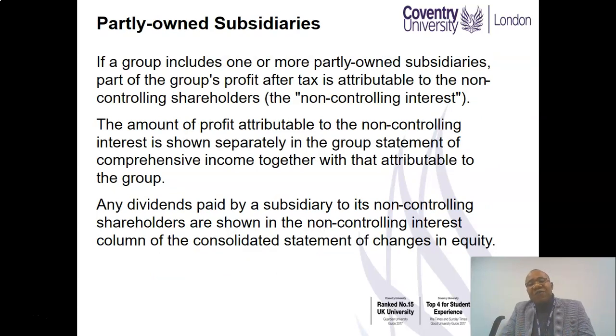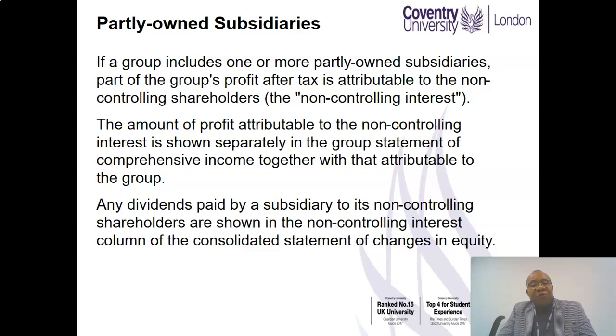Before we look at a set of examples, let me also consider partly owned subsidiaries. This is where we own less than 100%, but more than 50% of the subsidiary. So if the group actually includes one or more partly owned subsidiaries, then part of the profits after tax will be attributable to non-controlling shareholders. We refer to them as non-controlling interest.